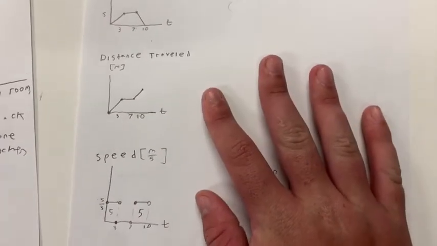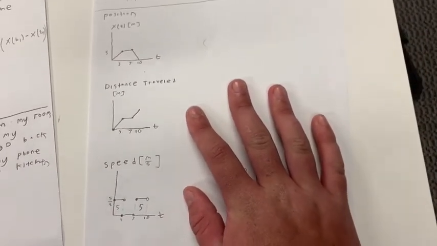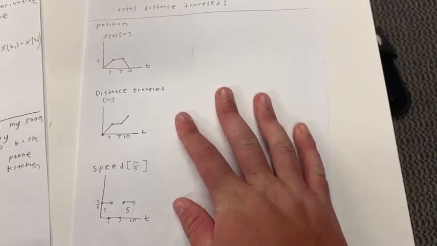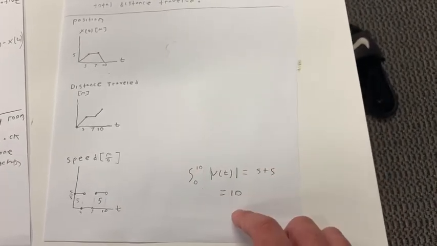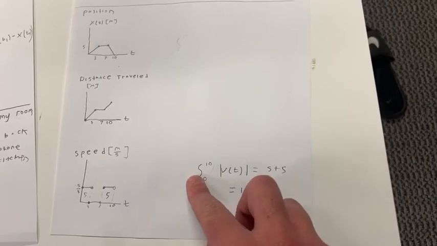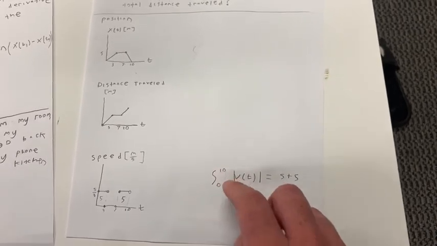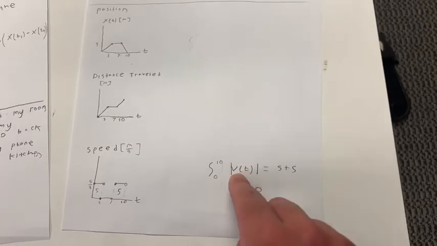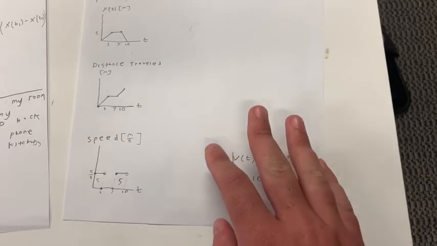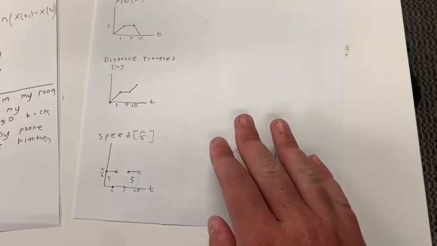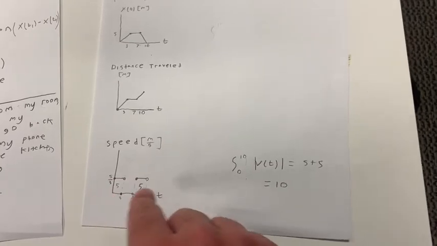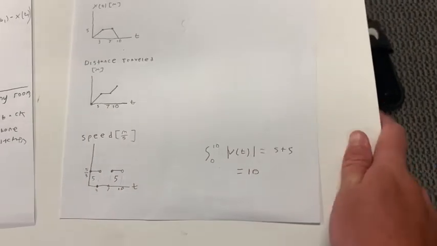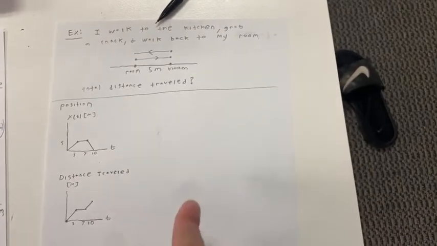So now let's calculate what the total distance traveled is by using the integral of speed. So the integral from 0 to 10 of the absolute value of velocity, which is speed, is just calculating all the areas under the curve. So 5 and 5 equals 10, which is what we predicted this would be. We predicted this whole distance would be 10.